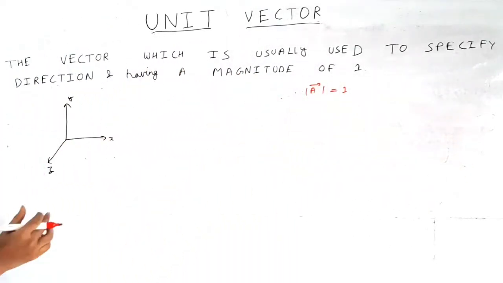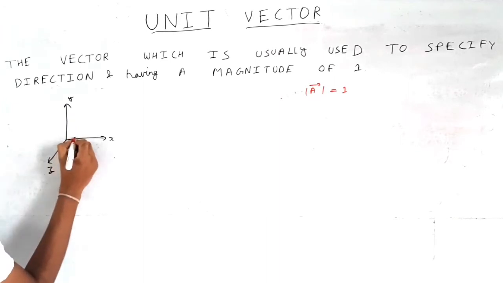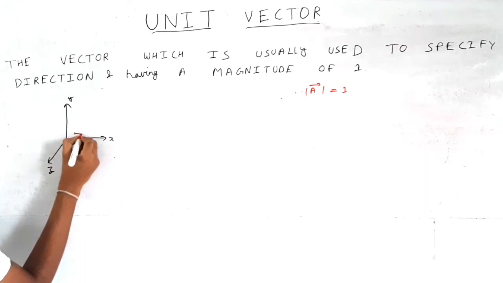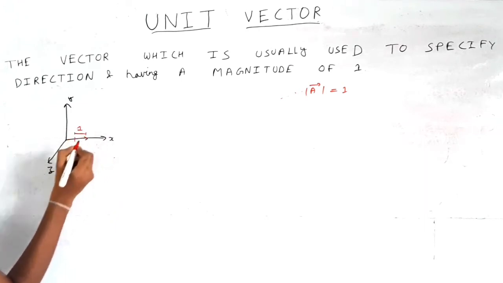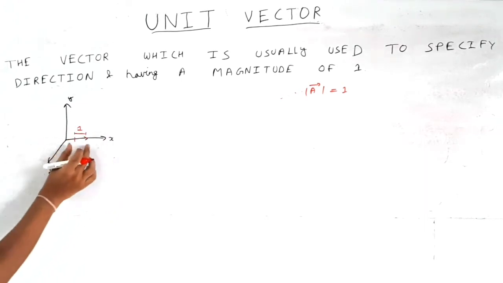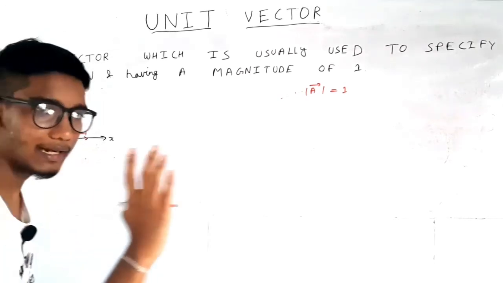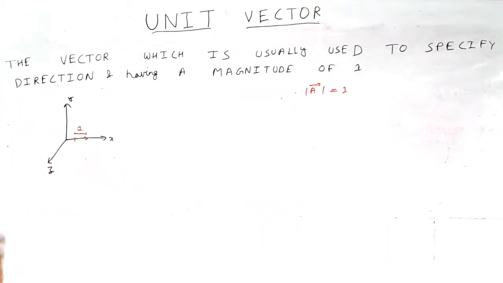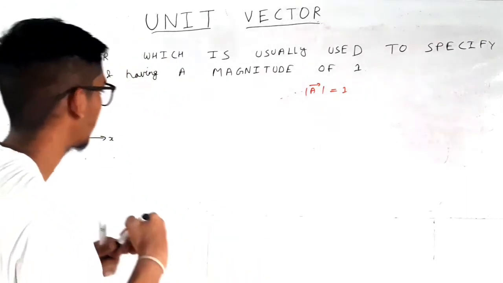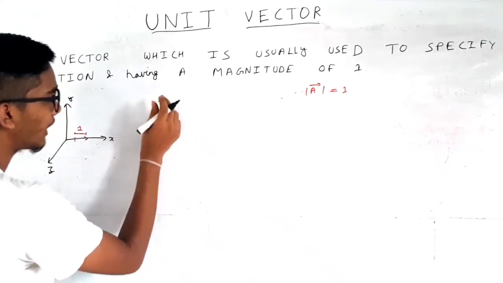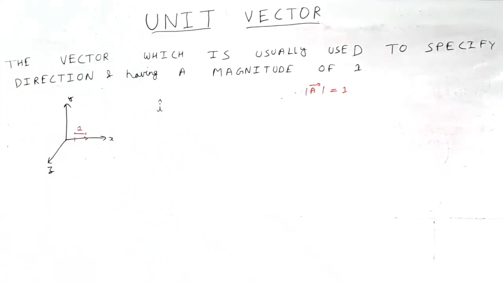So if we take a vector which has a magnitude of 1, meaning a unit vector in the x direction, what will this vector give? This vector will give the direction of the x-axis. And what is this direction called? This direction is called i cap. I will write it here: i cap. Cap means direction. It is a unit vector, we can say.